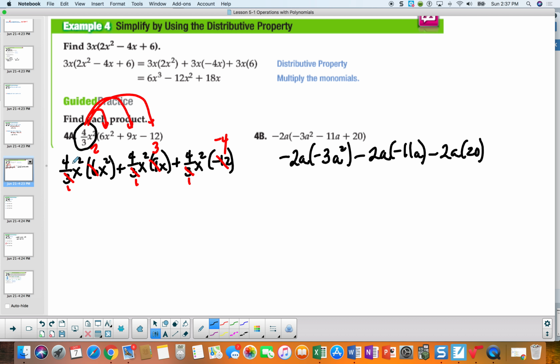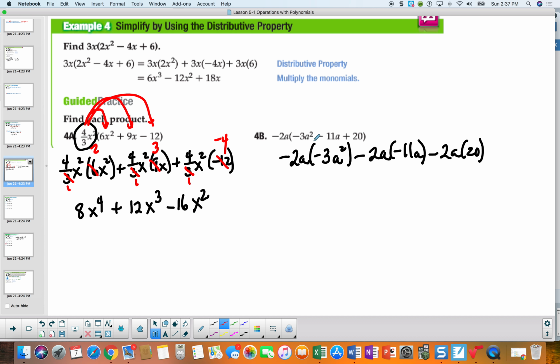All right, and then my answer is going to be here. I have a 2 here and a 4 here, so that's 8x to the 4th power, plus I have a 4 here and a 3 here. I'm going to multiply. That's 12x to the third power. A negative 4 and a 4, that's negative 16x squared.